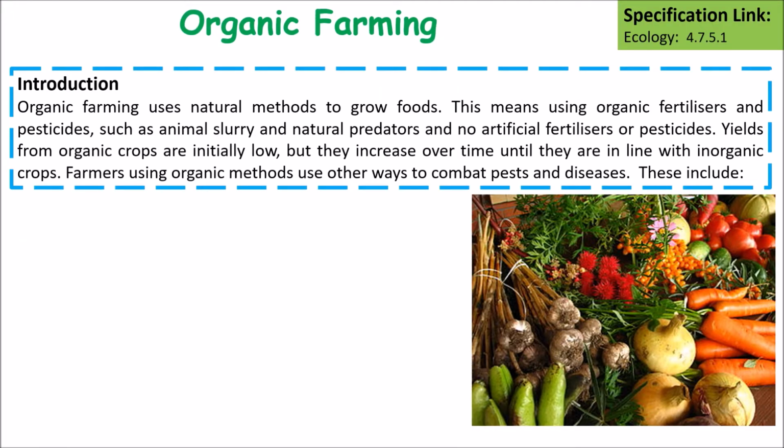Organic farming uses natural methods to grow food, so this means using organic fertilizers and pesticides such as animal slurry or natural predators, and no artificial fertilizers and pesticides. Yields from organic crops are initially low, but they can increase over time.